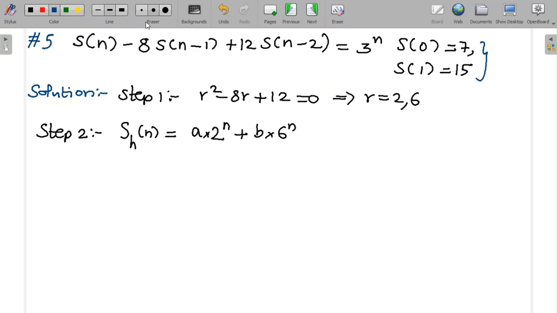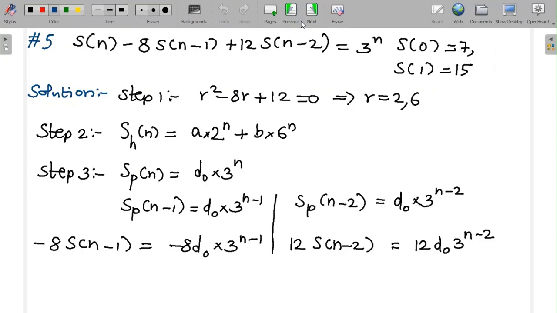Now, the interesting part here is that the particular part of the solution, which involves the function on the right, will take the form d naught times 3 power n because our RHS was an exponential function. The same exponential function will also be part of the particular part of the solution. So since we had a 3 power n in the question, our answer will be a constant multiple of 3 power n. This is because of two things. One, the same index 3 must be repeated in the particular part of the solution. And number two, the roots of the characteristic equation are not the same as 3.